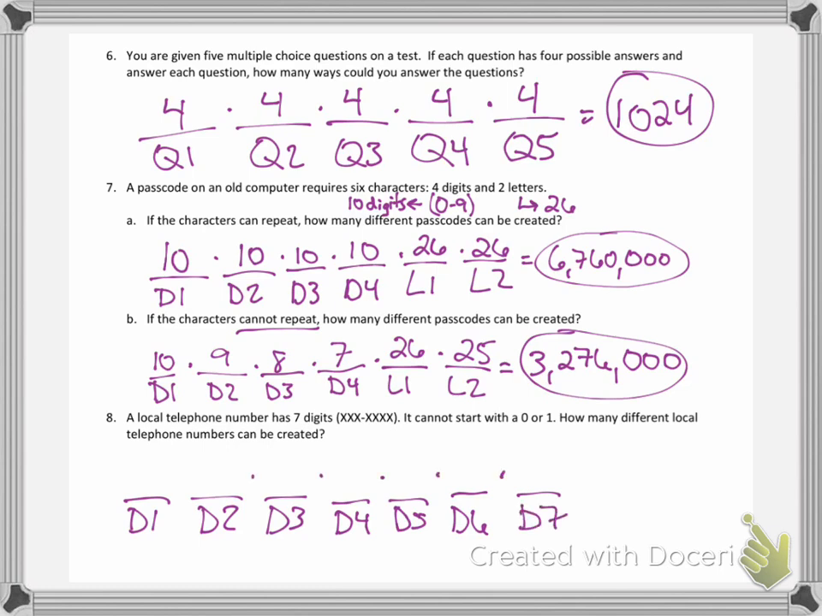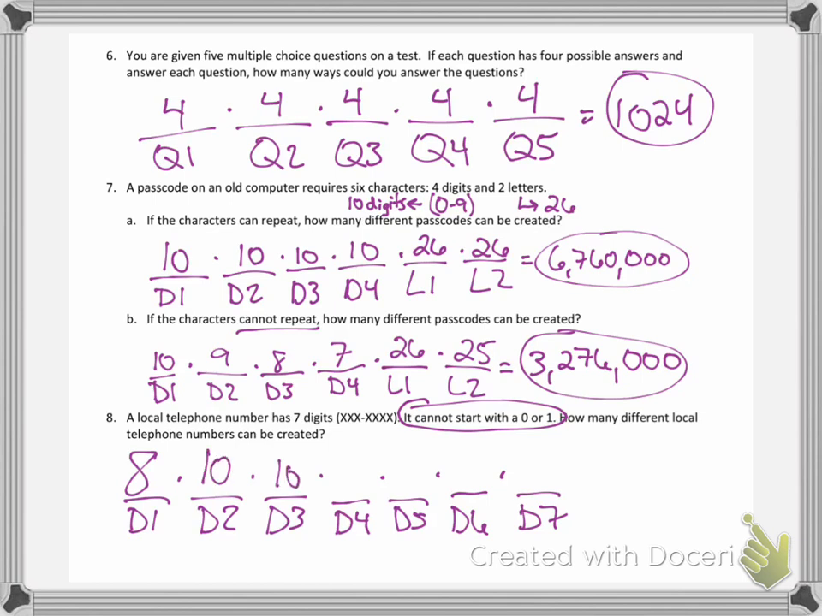Now, we know in phone numbers, numbers can repeat. So that's not much of an issue. But there is one little caveat to this. It cannot start with a 0 or a 1. So what that means is my first digit has to be 2, 3, 4, 5, 6, 7, 8, or 9. I have 8 possible options for my first digit, not 10. I can't use all the digits because I'm not allowed to use 0 or 1. That leaves me with 8 potential options for the first digit.